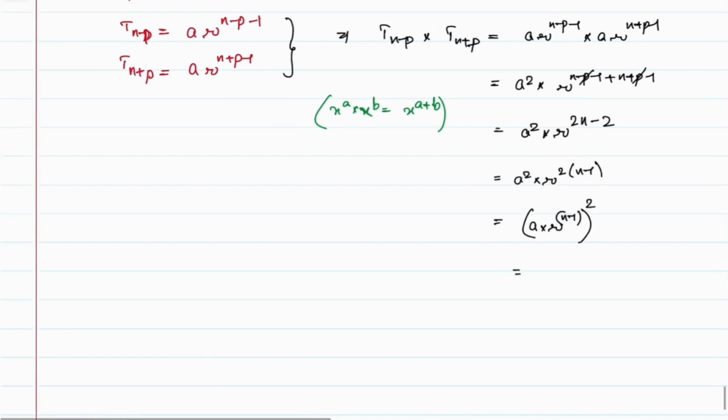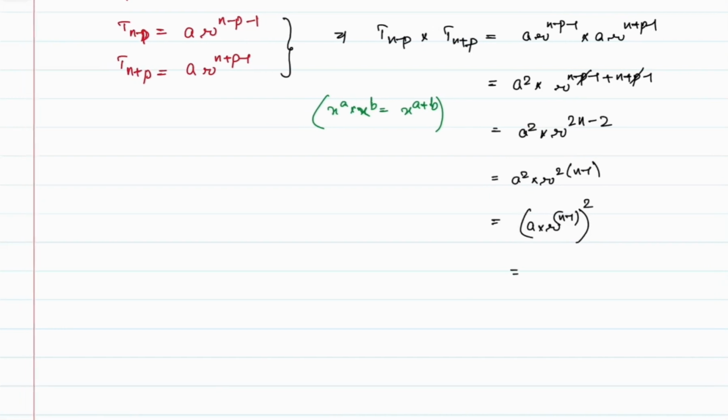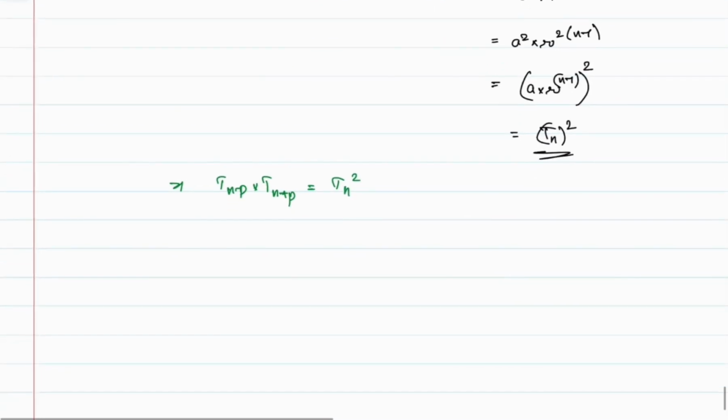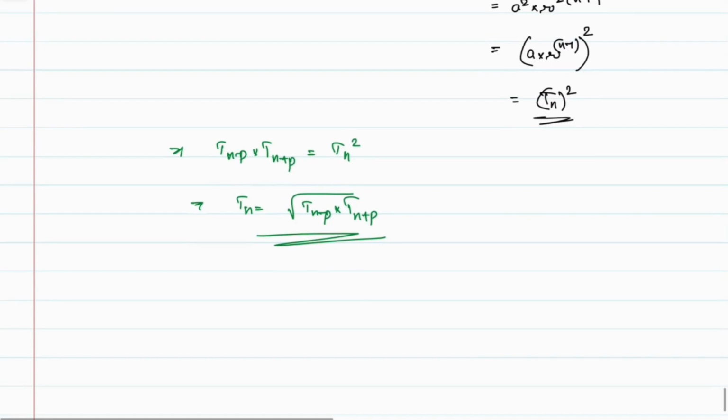And we know that A into R power N minus 1 is the representation of the nth term. So this will be Tn whole square. Now when we write this equation, we'll have Tn minus P into Tn plus P equal to Tn square. Now taking square root gives Tn equal to under root of Tn minus P into Tn plus P. So from this we can tell that every term in a GP can be written as the square root of the product of the terms that are equidistant from it.